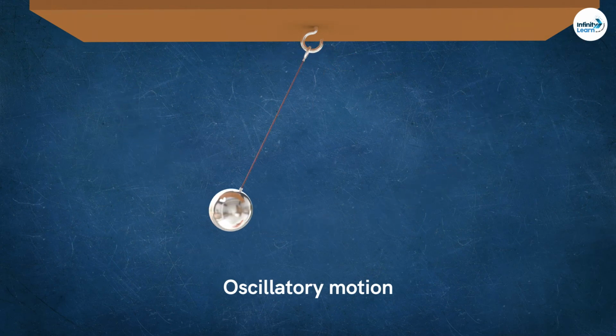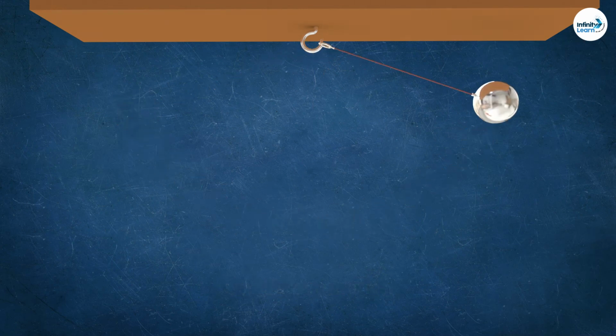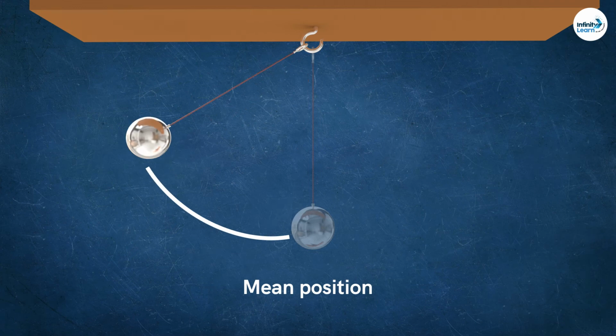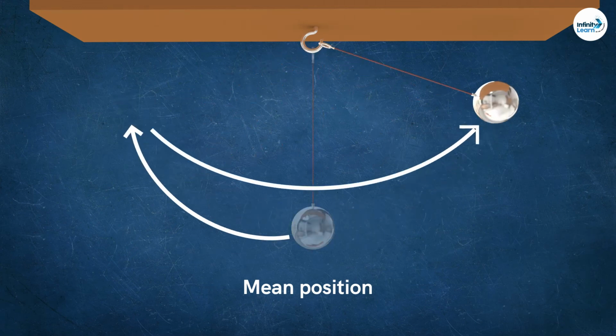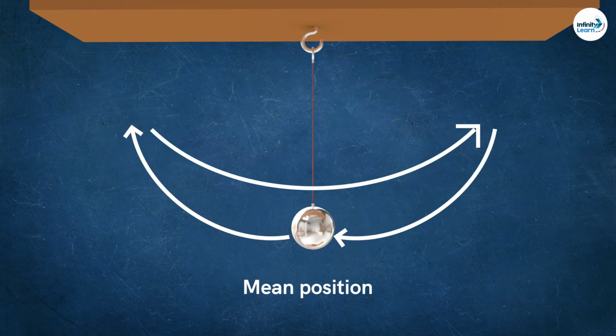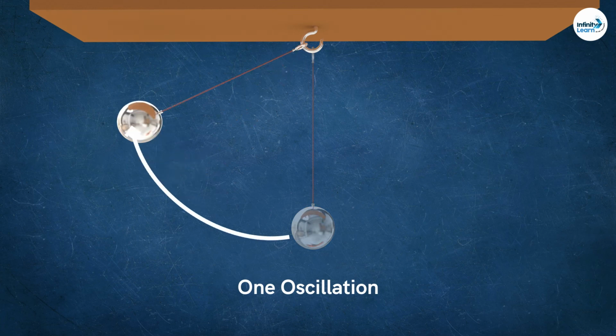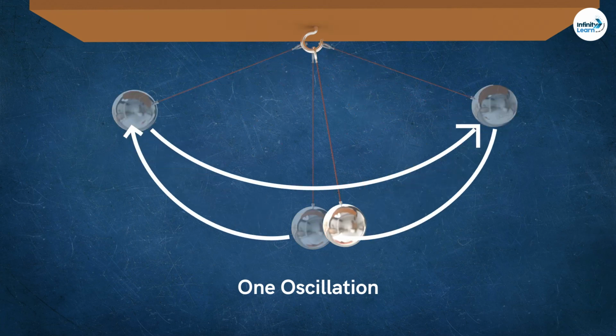When can we say that it's completed one oscillation? I want you to understand this well. When it moves from the mean position to the upper extreme, then to the other extreme and back to the mean position, we say that it's completed one oscillation. So one oscillation is from the mean to one extreme to another extreme and back to mean.